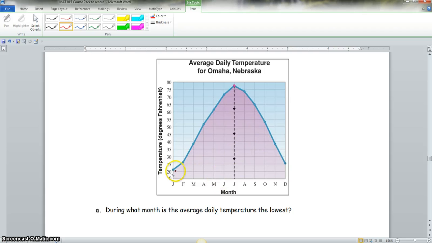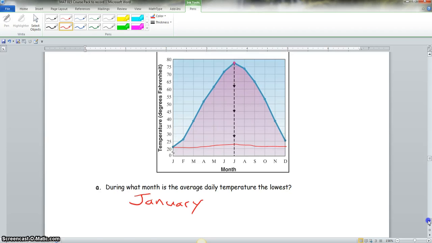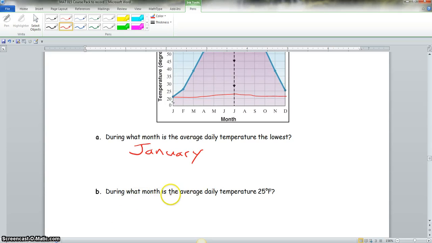Now we look here. If we go right across here, we notice that January has the lowest temperature. So it's January. So now we have B. During what month is the average daily temperature 25 degrees Fahrenheit? So we go here to 25. And if you go across here, the only month that has 25 is December. See, this is slightly above that, but December is directly on the 25. So it's December.